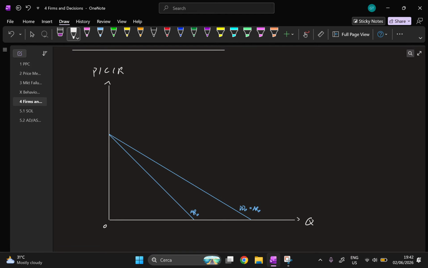So I'm going to draw an AC. Don't draw a quadratic curve, please. It's meant to look a bit like a bow, a bit like that. And then my MC, I want to intersect AC at the lowest point of the AC, somewhere here. So I'm going to do a thick sharp curve. Nice. Okay, now how do I label my profit?